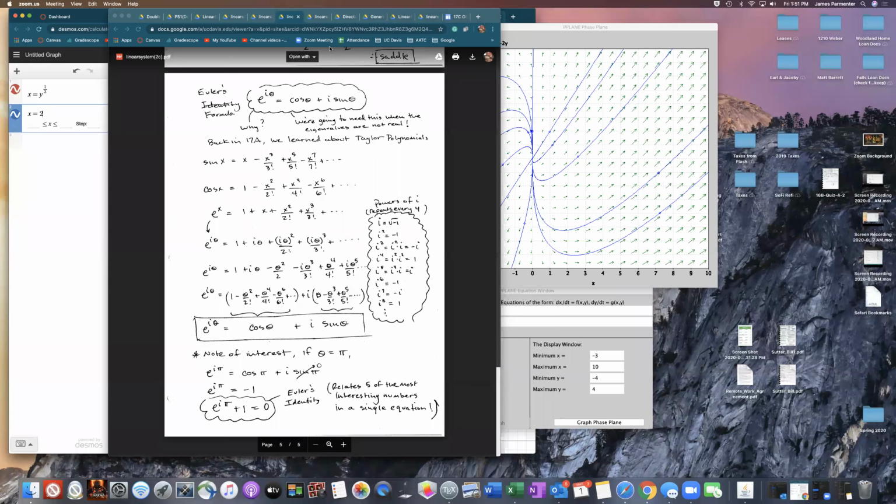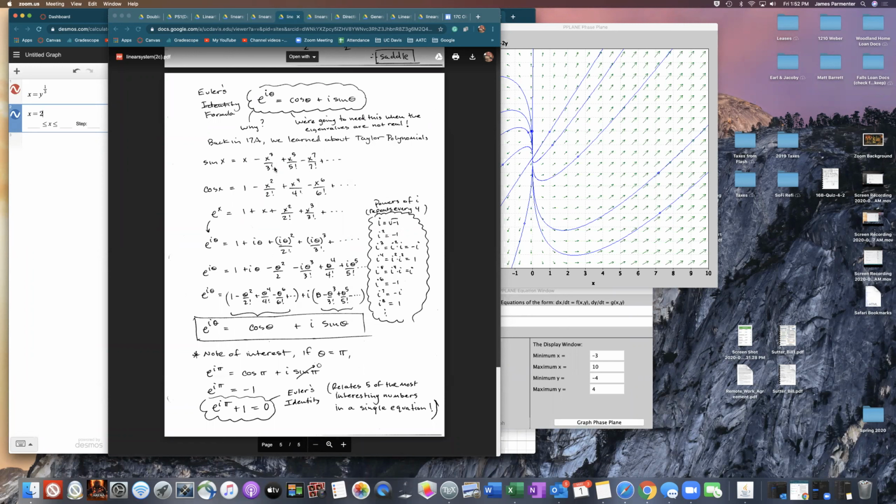So if you look at what we've got over here, e to the i theta is cosine theta plus i sine theta. And one way you can show this is by using Taylor polynomials. I don't remember, did we do Taylor polynomials in 17a? We did? Okay. So there's a Taylor polynomial for sine of x.